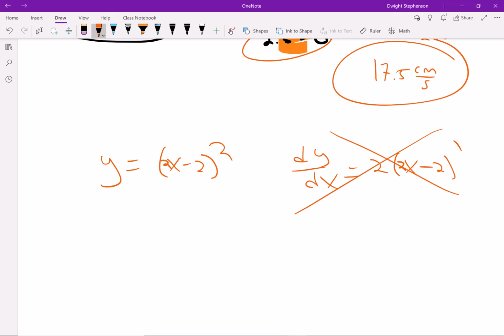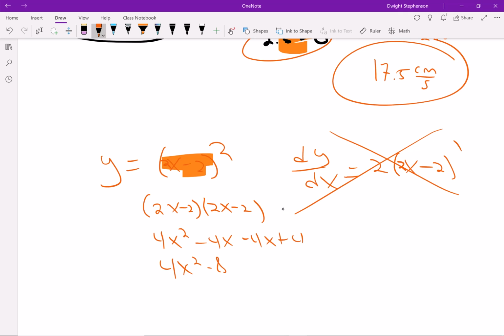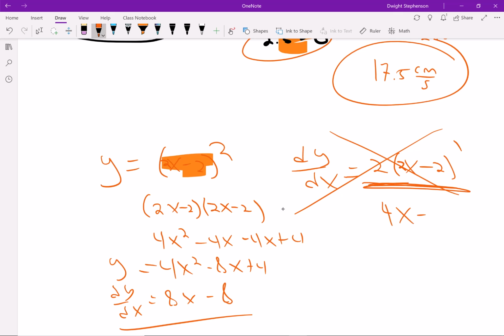Power rule doesn't work when you have a big mess of things under here. So you actually need to multiply this out, which you should remember how to do. If you do this, you get 4x squared minus 4x minus 4x plus 4. And then you can take the derivative, which is different than here, where we would have gotten 4x minus 4. That's not the same as 8x minus 8.